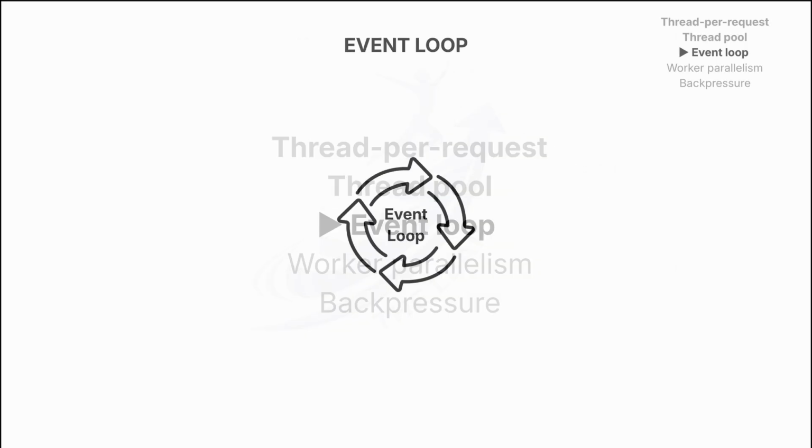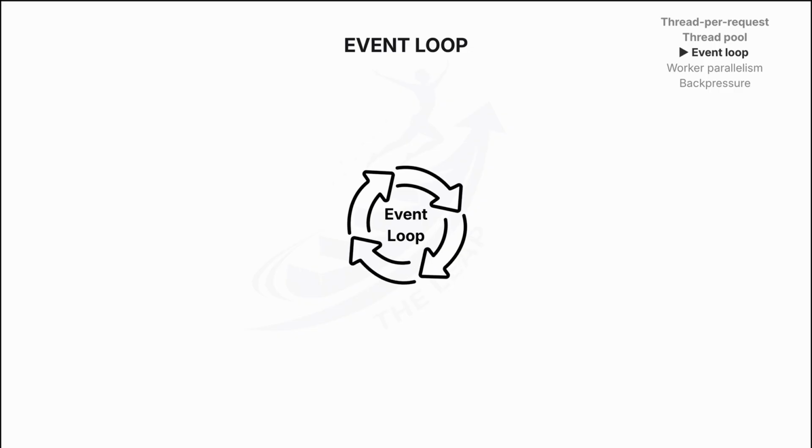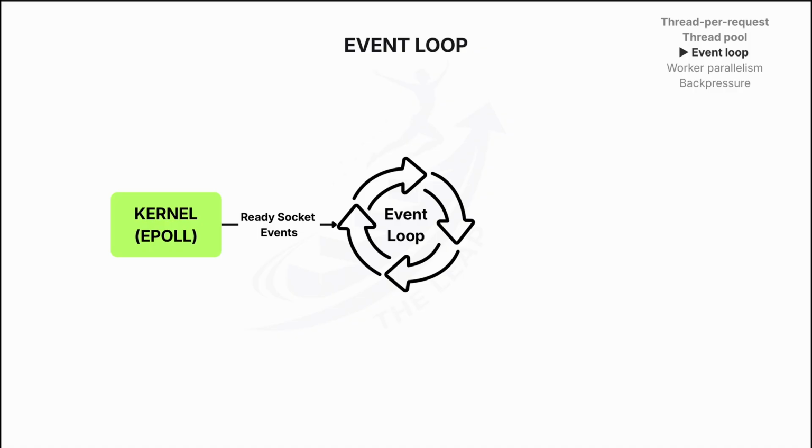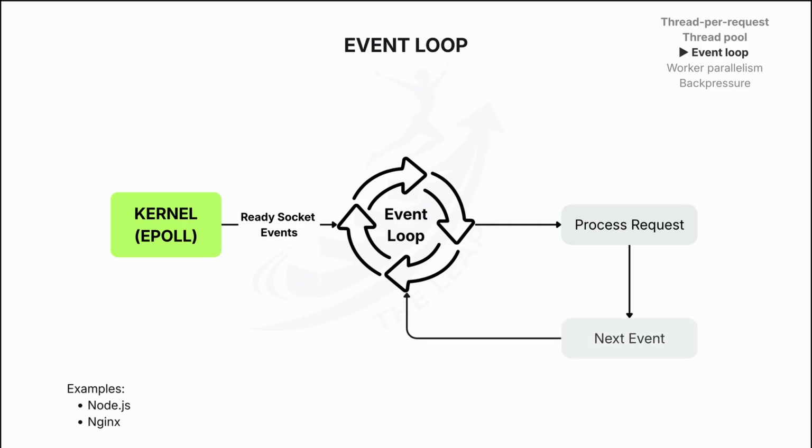In this design, the server runs an event loop. The event loop waits for the kernel to report when a socket becomes ready. When a readiness event arrives, the server processes that request and then immediately moves on to the next event. Because the server only processes sockets that are ready, it never wastes time waiting. And this means a single thread can manage thousands of connections. This is the model used by systems like Node.js and many high-performance servers. But even this architecture is not perfect because eventually another limitation appears.